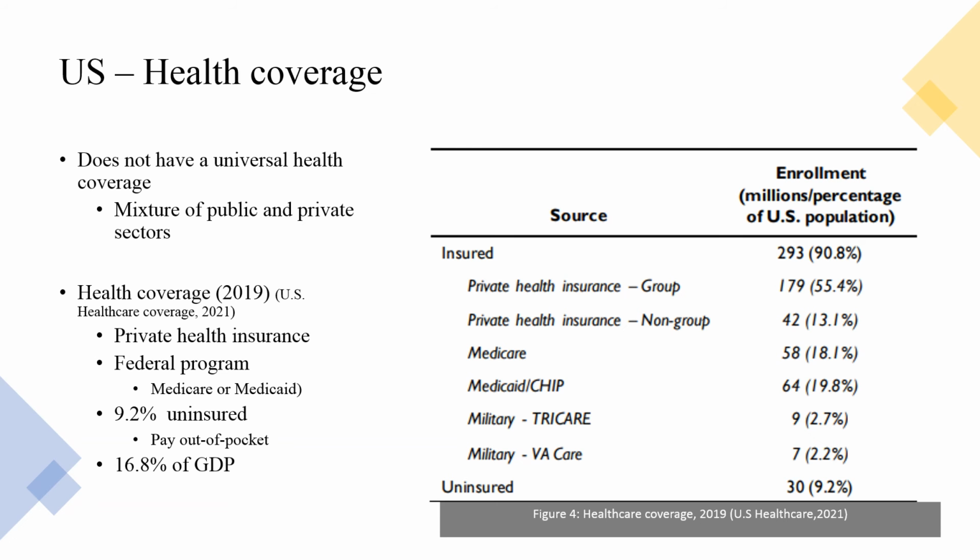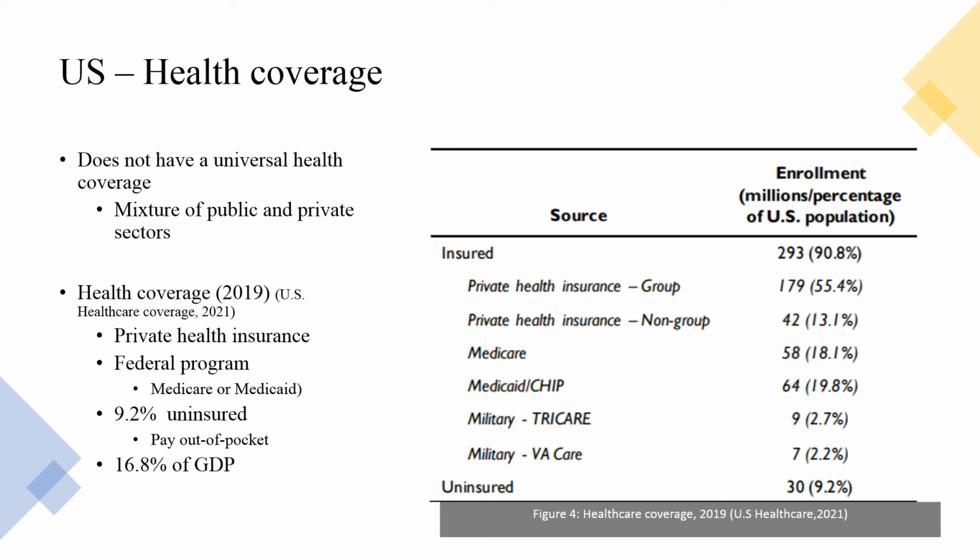Finally, I'm going to talk about healthcare coverage. As we've been talking about the US, some of the things I'm going to repeat myself. It does not have universal coverage. It's estimated that in 2019 we had about 323 million individuals, and most of them had private insurance or received health care services under a federal program. It's a mixture of public and private sectors, and about 9.2% of the US population was uninsured in 2019.